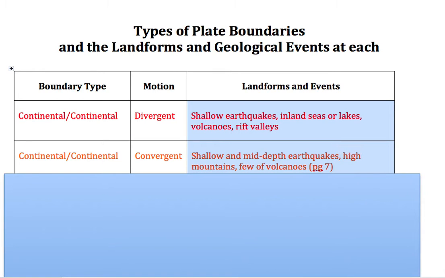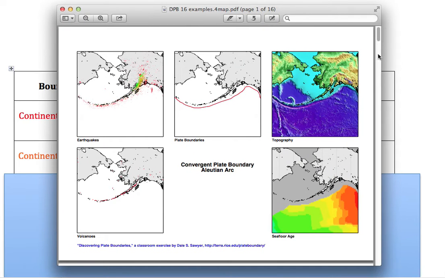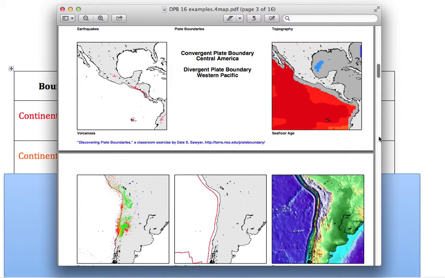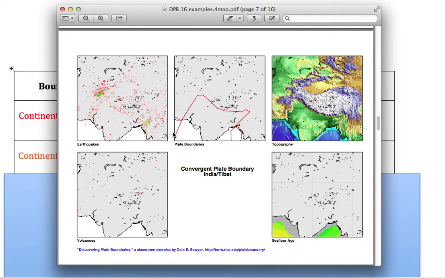Next, continental convergent, where two continents are colliding. We see shallow or mid-depth earthquakes. We see very high mountains with very few earthquakes. Doing it this way so you don't have to read my writing. Here we have our plate boundary right here. This is India, this is Asia. We have shallow or mid-deep earthquakes. We have very high mountains from the topography. And we have very, very few volcanoes, if any volcanoes at all.